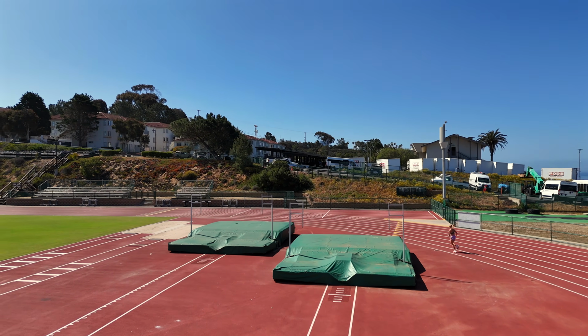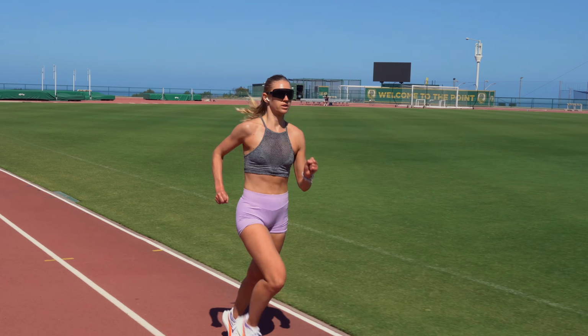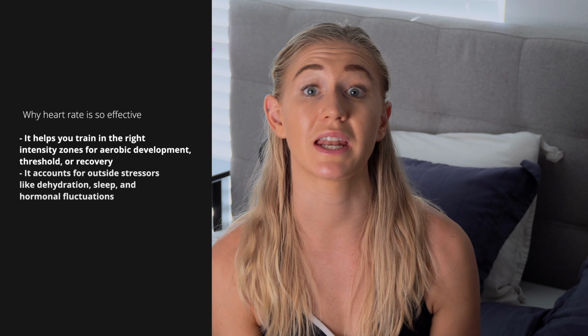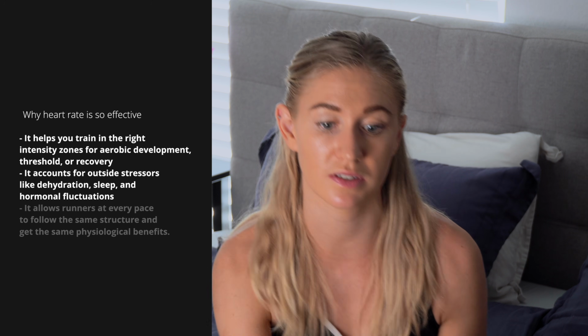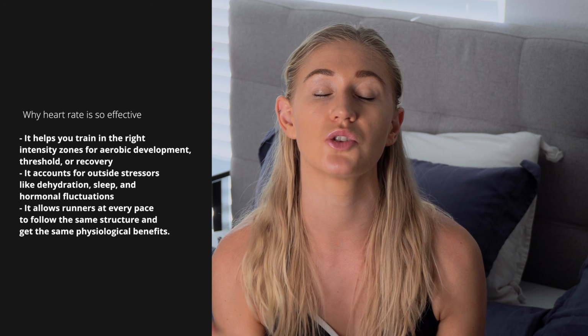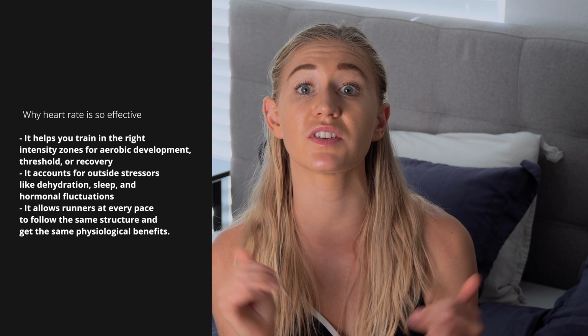And when we train using heart rate, we're tapping into a system that gives us real-time feedback on internal effort. And that's super powerful because pace can lie. One day, 5:30 per kilometer might feel easy. The next, because of heat, stress, or poor sleep, it might feel like a race effort, but your heart rate will reflect that change. And here's why heart rate is so effective. It helps you train in the right intensity zones for aerobic development, threshold, or recovery. It accounts for outside stressors like dehydration, sleep, and hormonal fluctuations. It allows runners at every pace to follow the same structure and get the same physiological benefits.